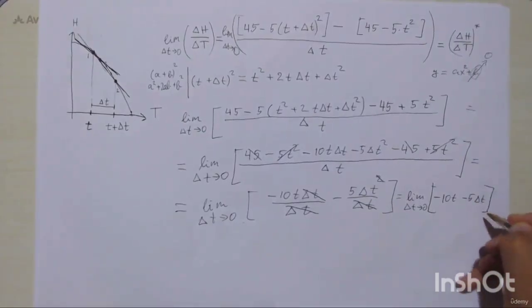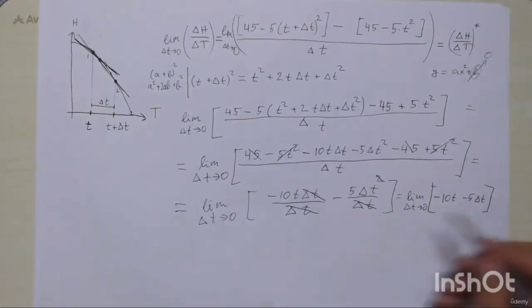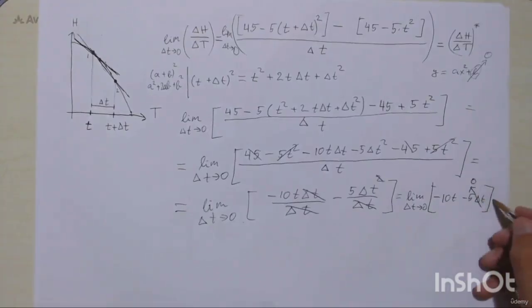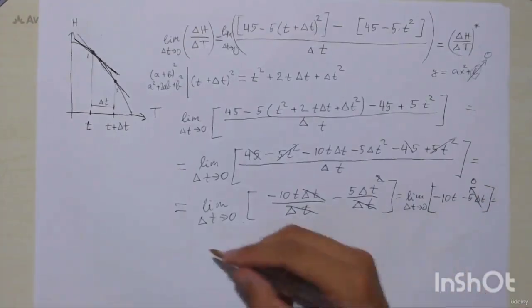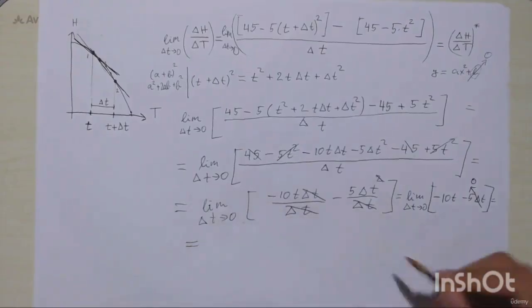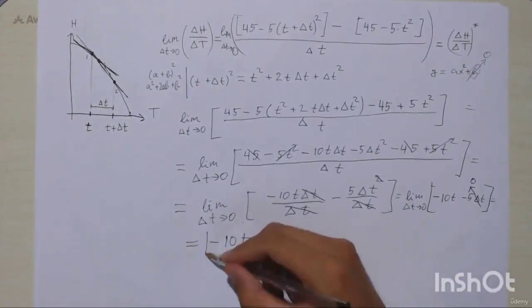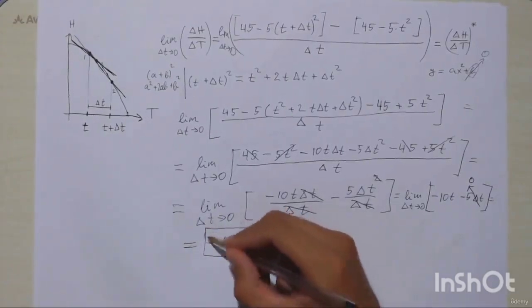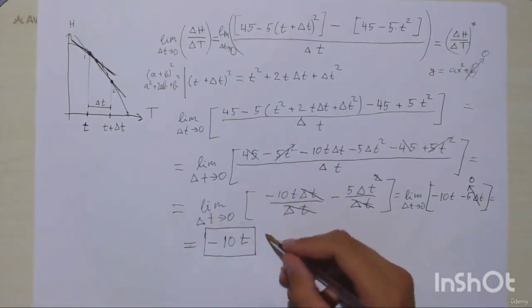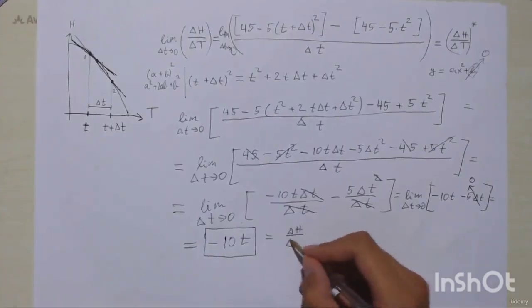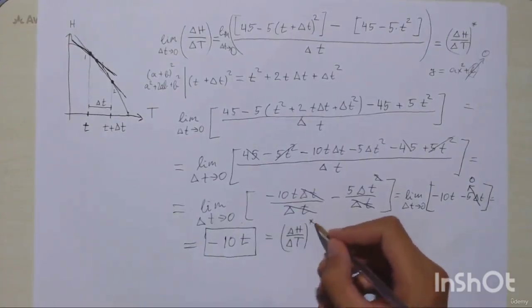And look, now we don't have a denominator anymore. We can put delta t equals 0 here, and that would make this term 0, because minus 5 times 0 would be 0. And we would be left with an answer which is minus 10t. And that would be our instantaneous change, our delta h over delta t star.